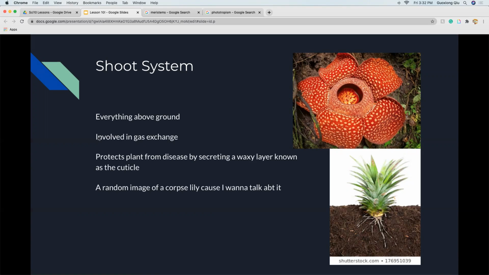So expanding on gas exchange, in plants, since they perform photosynthesis, gas exchange is photosynthesis. That's what I'm saying here. Because the plant takes in CO2 and then produces O2. There we go, gas exchange.